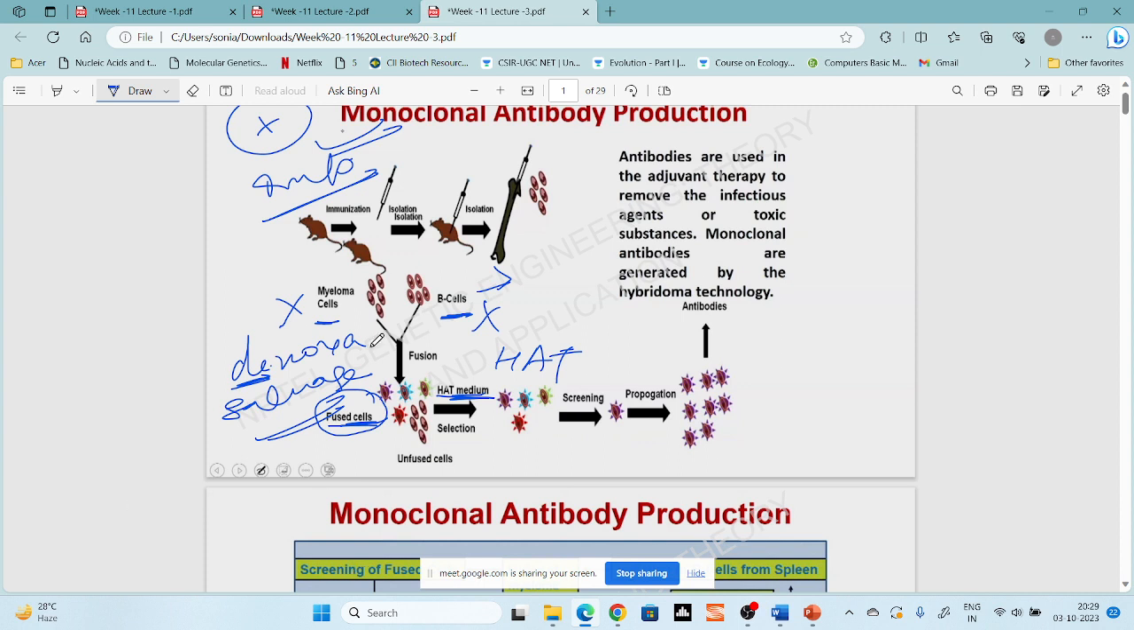Ma'am, if we fuse two diploid cells, then won't we get a 4N cell, like a tetraploid cell? Can you tell me about the status of myeloma cells and B cells, the nuclear status? Ma'am, both are diploid. Okay, so the B cell has one nucleus, and myeloma cells also have one nucleus.